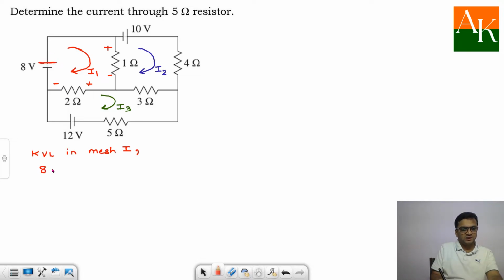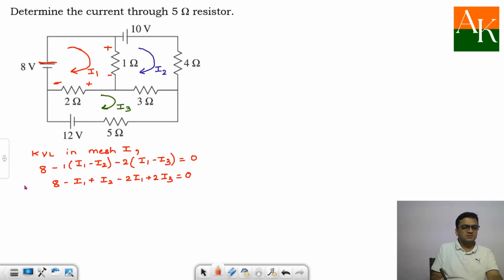So I am writing 8 over here, minus 1 times, and the 1 ohm is shared between mesh 1 and mesh 2, so the net downward current is I1 minus I2. Go ahead, minus 2 times, the 2 ohm is shared between mesh 1 and mesh 3. You have to write down the net leftward current because you are applying KVL in mesh 1. So here we will have I1 minus I3 and this is equal to 0. You have completed the loop. So here it is 8 minus I1 plus I2 minus 2I1 plus 2I3 is equal to 0.